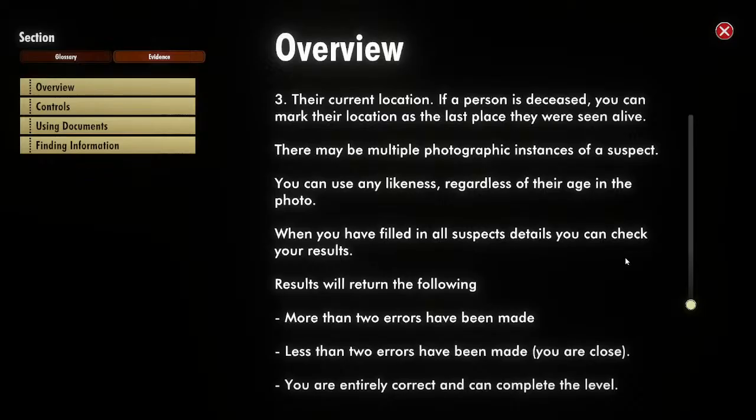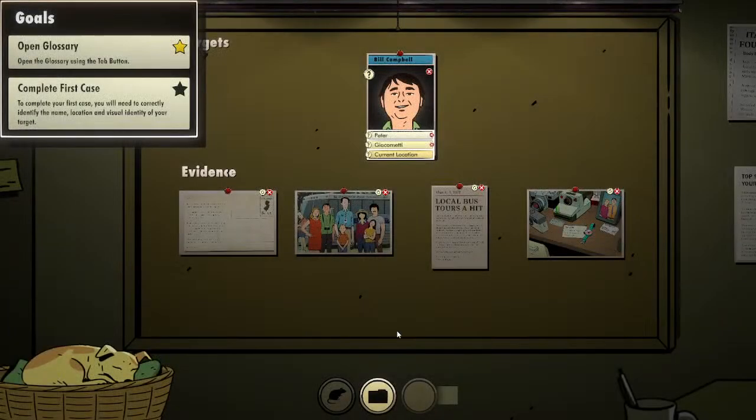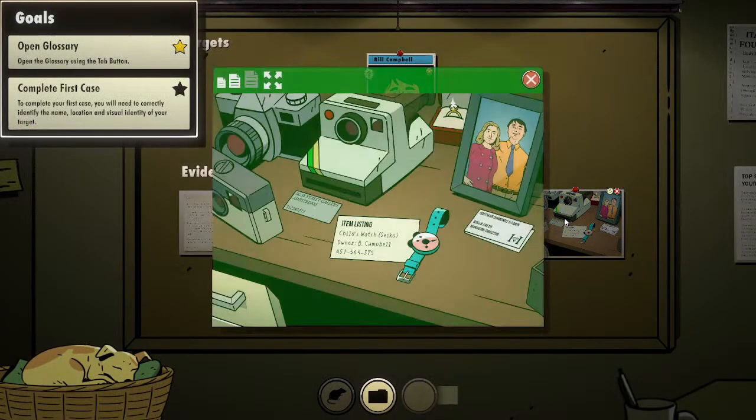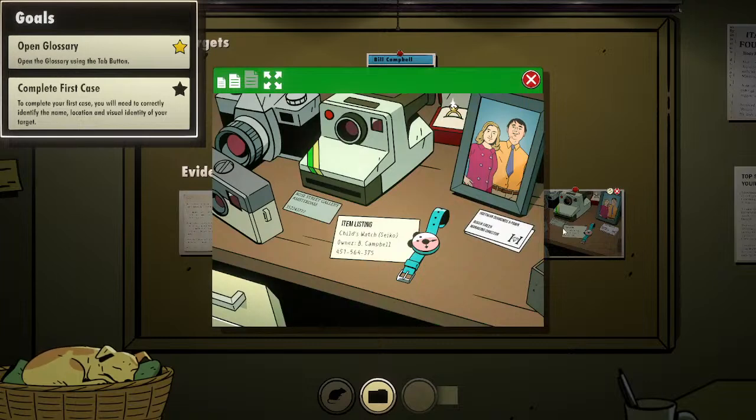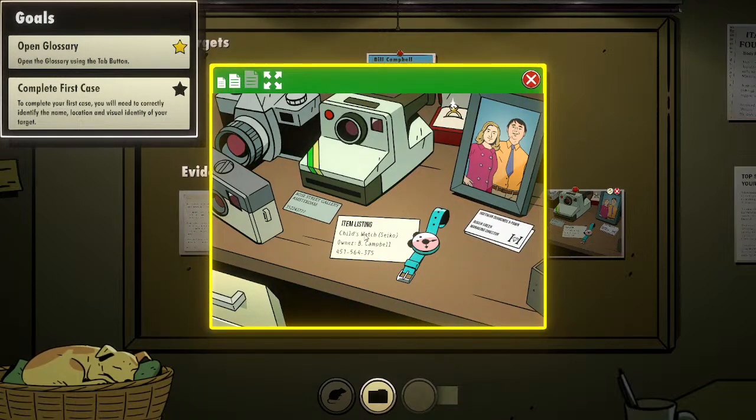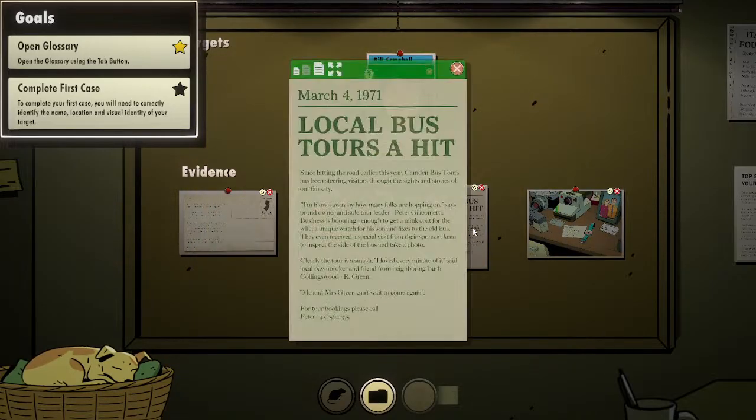When you've filled in all suspects' details, you can check your results. Results will return the following: more than 2 errors, less than 2 errors, you were entirely correct. That seems like what they do in Golden Idol. Okay. It can't be the kid, right? That's not a clue that it's the kid. What's this bit about Mr. Green and his wife?